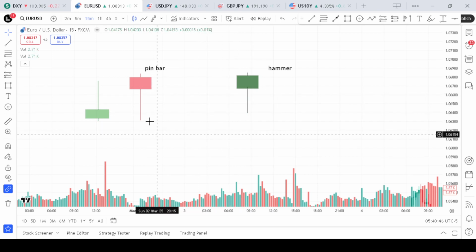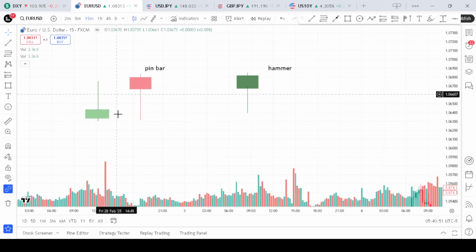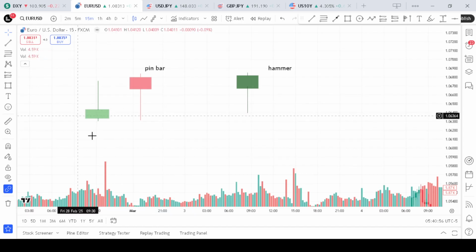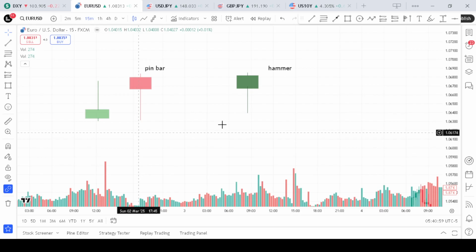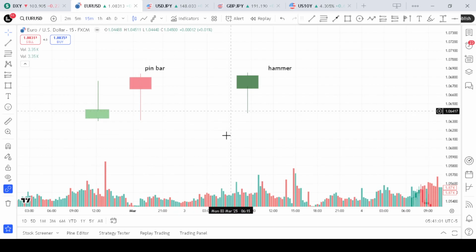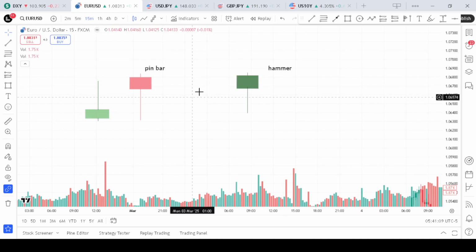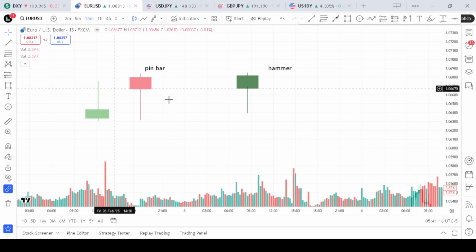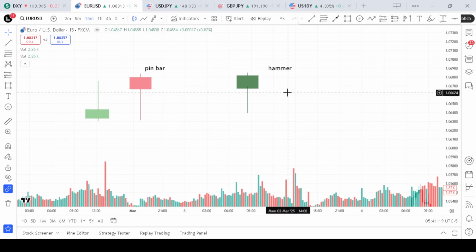The second one is the wick position. The pin bar can have a long wick on either the top or the bottom part of the candle, depending on the reversal direction, while the hammer only has a long wick at the bottom of the candle. The versatility is also a key difference between these patterns. The pin bar is more adaptable and useful in various market conditions, while the hammer is specifically used to identify the end of a downtrend.